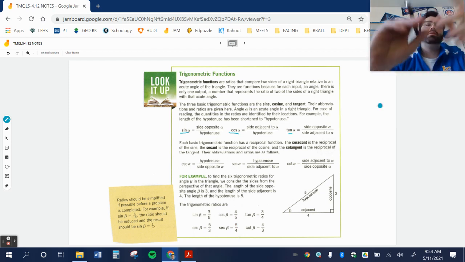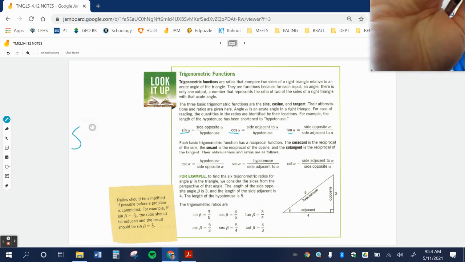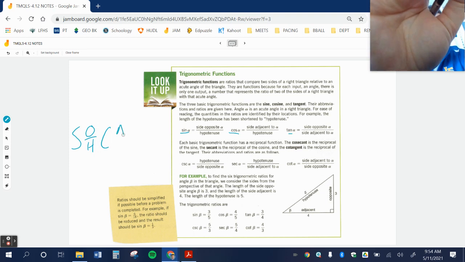Okay? You know, I mean, you probably have heard of this or seen this before. All right? The book writes it in a different way. I like to write it like this. SOHCAHTOA.